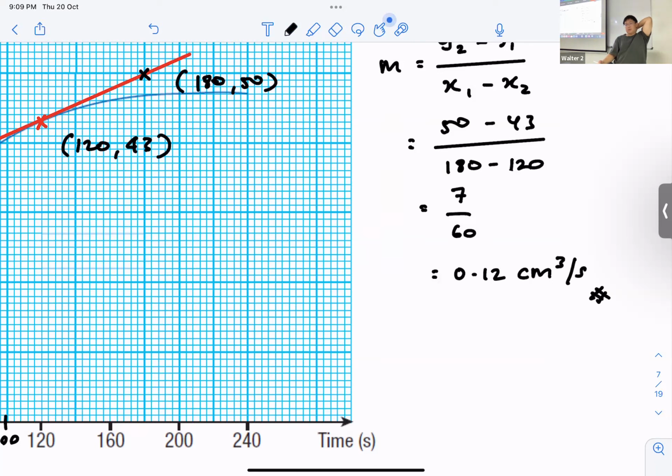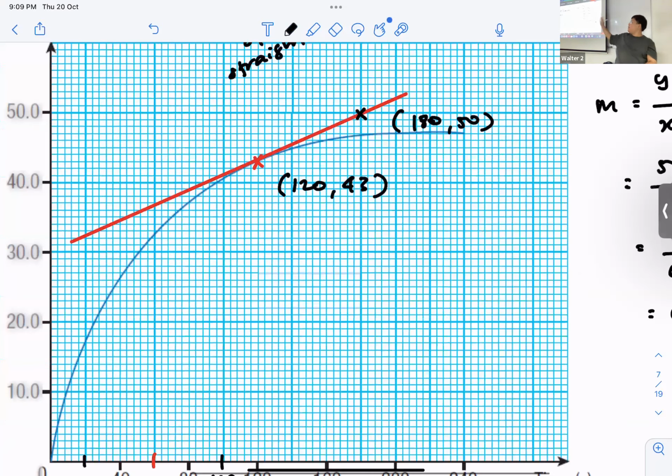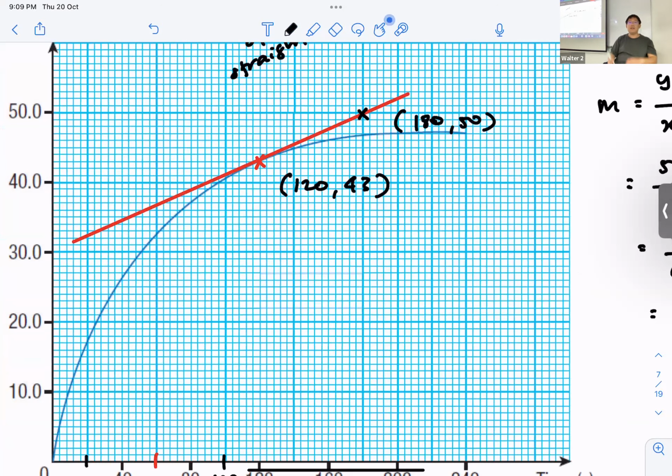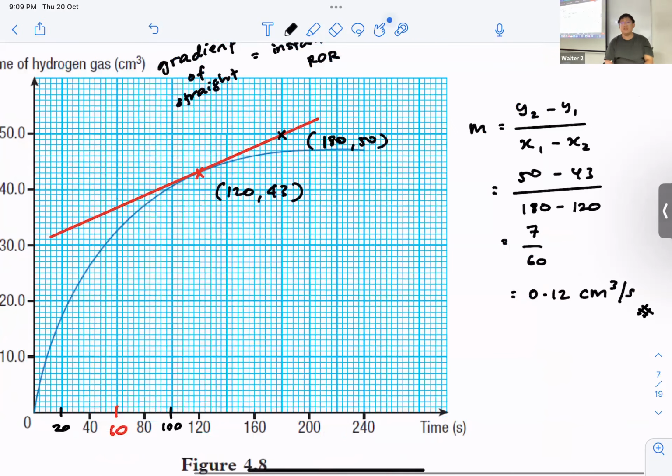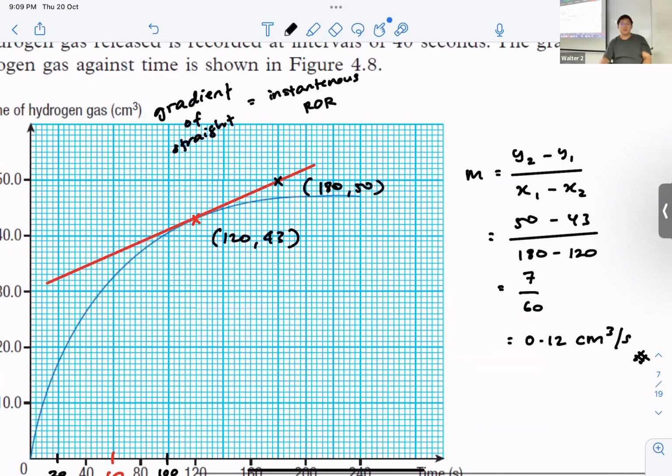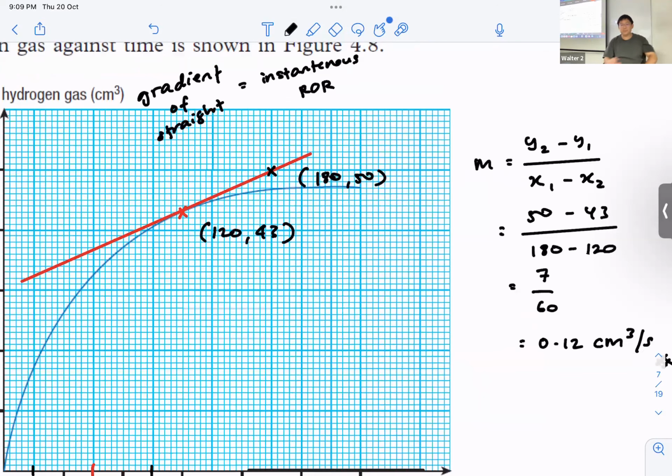0.13, okay? 0.02 difference. Huh? Up to you. Any points you take from the graph in the straight line, you still get the same gradient. 0.25, well, that's very far away already, which means your line is wrong. Your line is wrongly drawn.